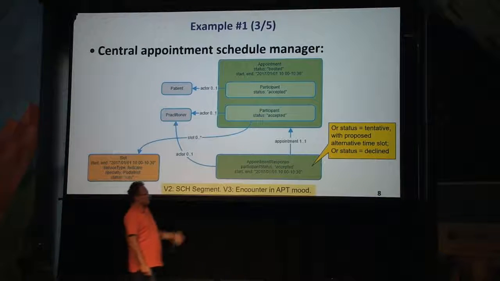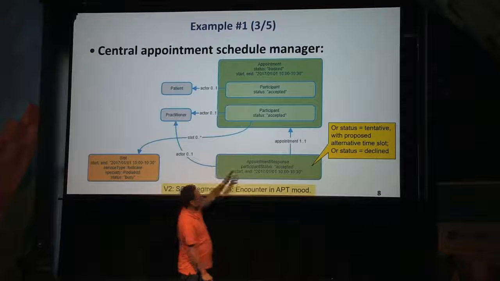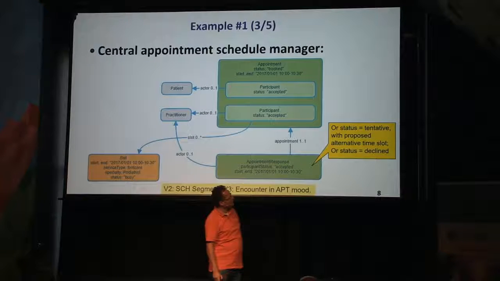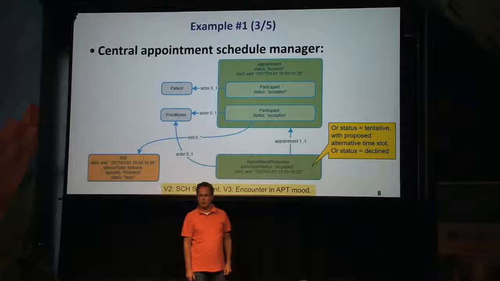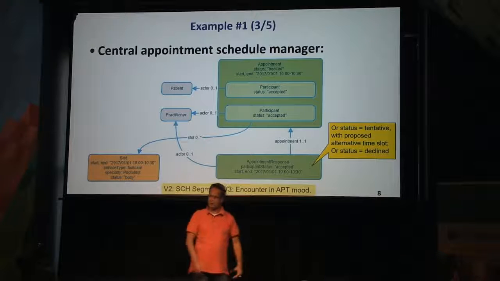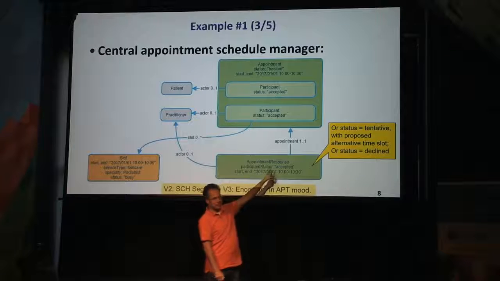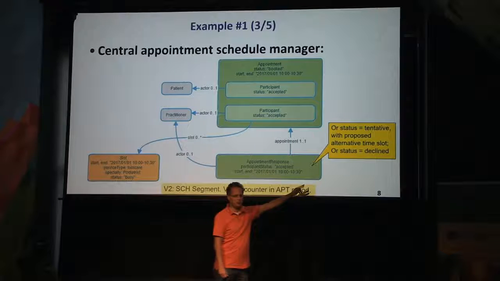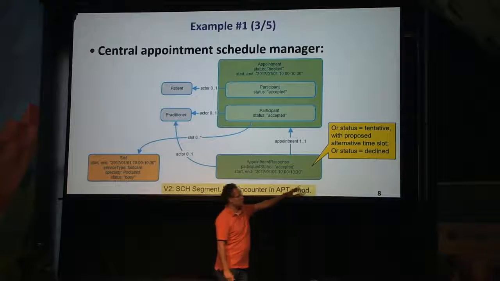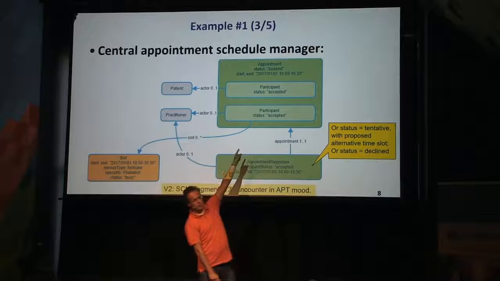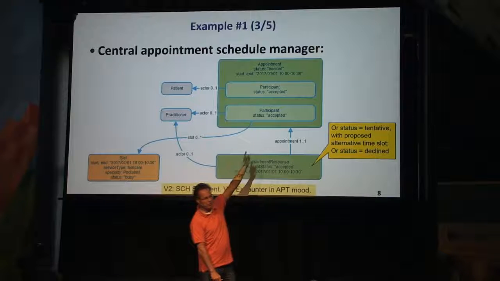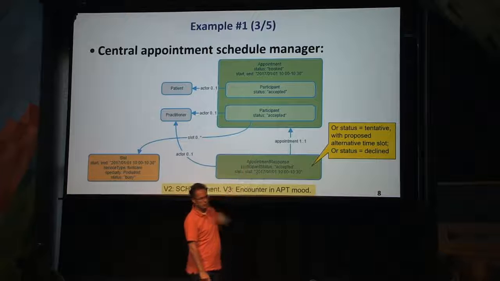Now, one of the alternatives is that if Dr. Hippocrates says, well, I actually cannot make that time slot, but I could do half an hour later, then you can actually suggest that here and go like, well, I'm rejecting it, but I'm giving you an alternative time slot. Which would mean that everything goes back to needs action, because then all parties need to agree to that new time slot.